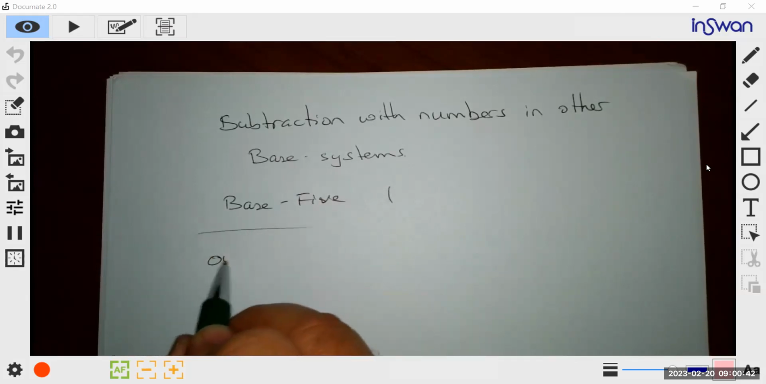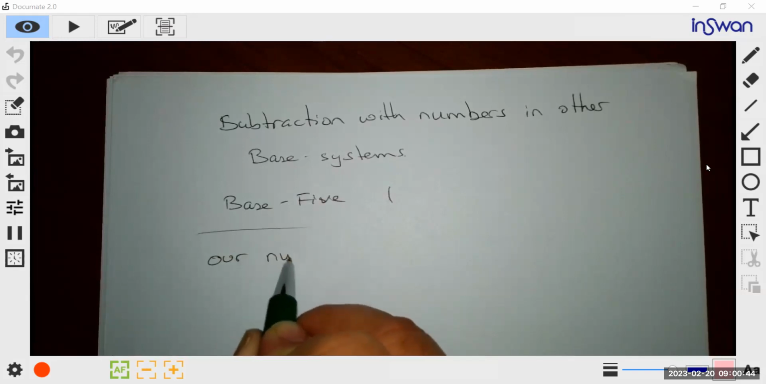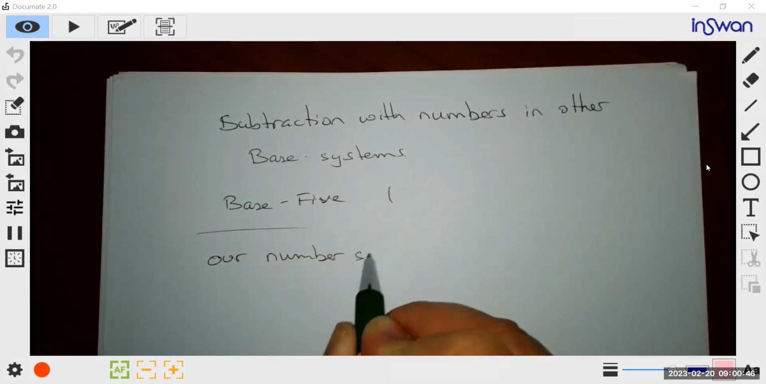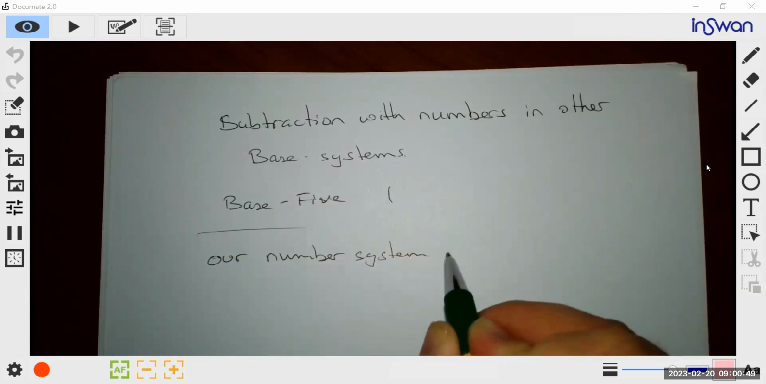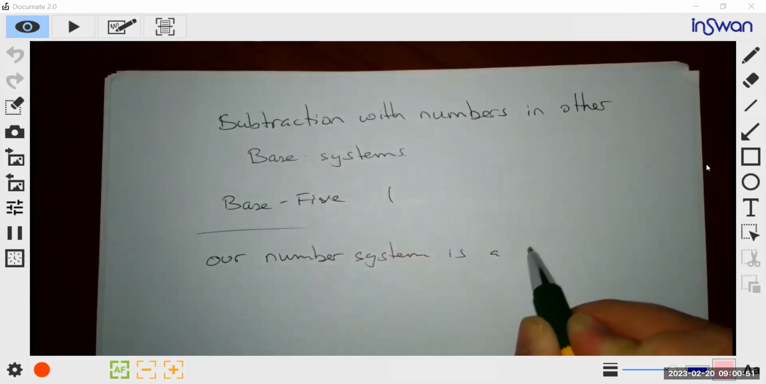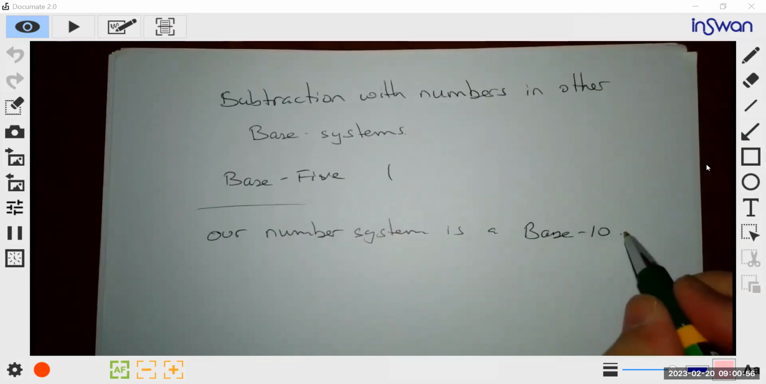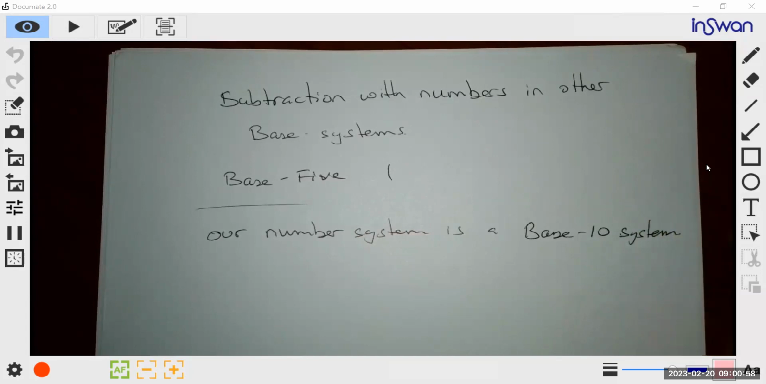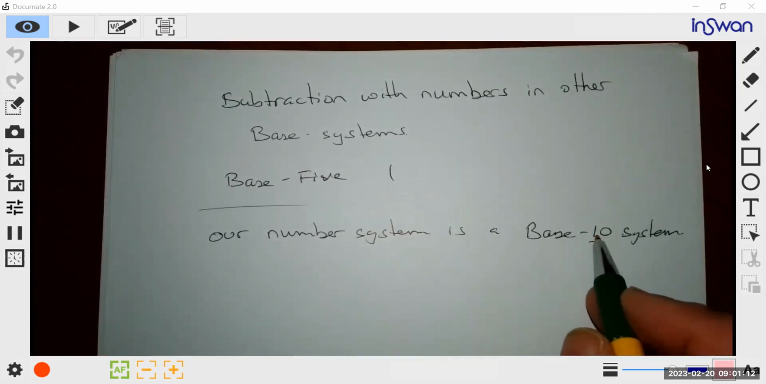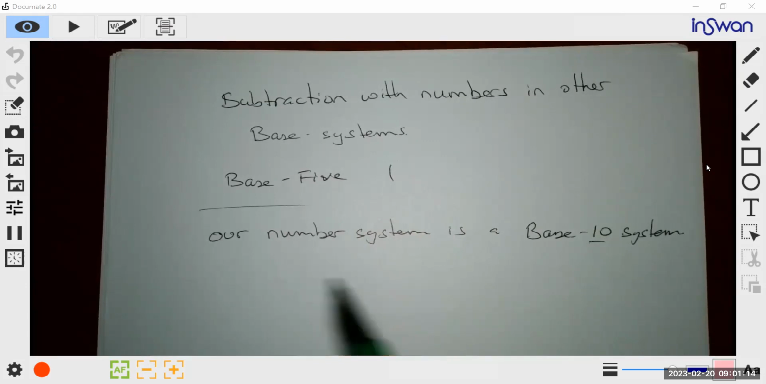Okay. Our number system is a base 10 system, which is why they're called decimal places. Deci is 10. Now, what are the numbers that comprise it?